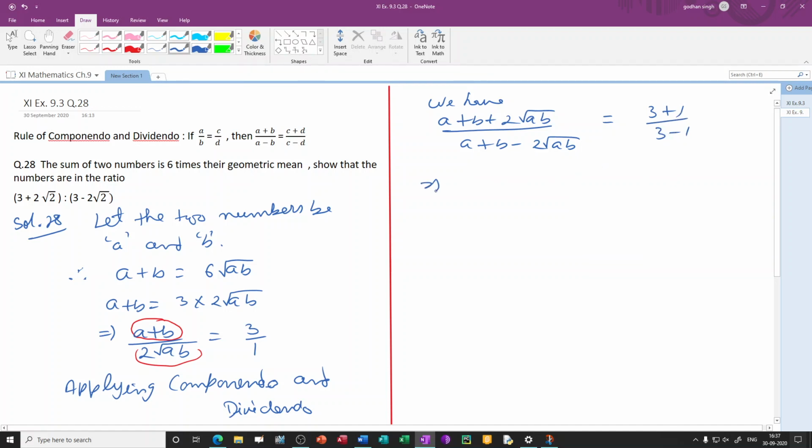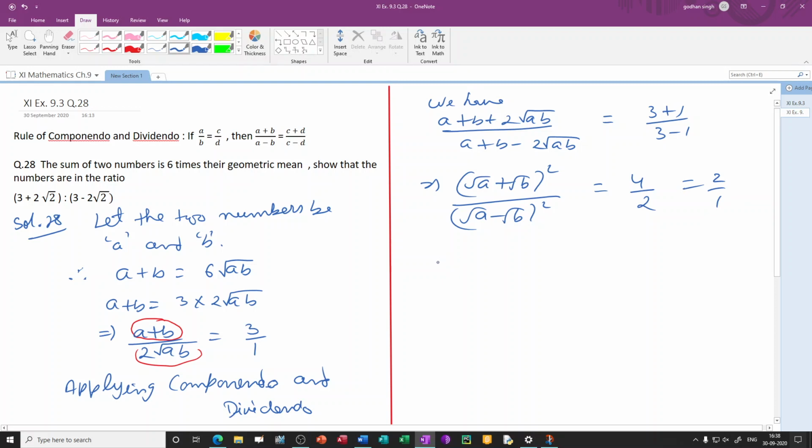And this can be written as: a means root a square, b means root b square, and this is 2 into root a into root b. So this can be compared with x square plus y square plus 2xy. So this can be written as root a plus root b whole square. And in the same way here also, this denominator can be written as root a minus root b whole square, and that is equal to 3 plus 1 is 4, 4 over 2. And what is 4 over 2? That is 2 by 1.